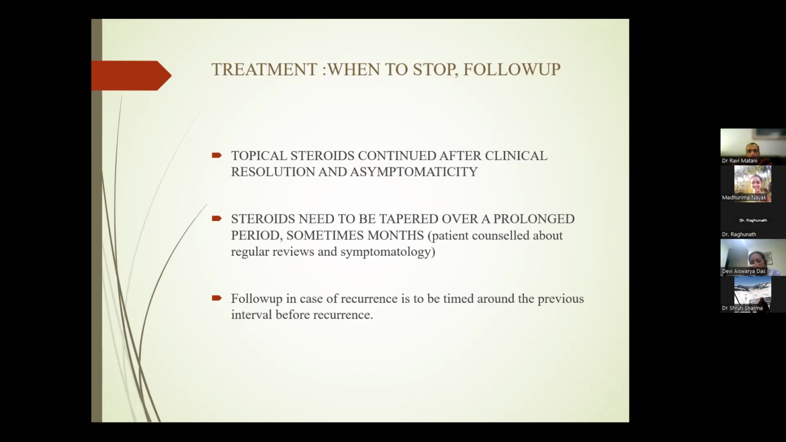Follow-up after a recurrence is to be timed around the previous interval before recurrence. Suppose the patient had a recurrence after 3 months, and you have been treating the patient, and the patient is now resolving. The next follow-up should be around 3 months, so that if there is a recurrence around that time, you will catch the patient at the time of recurrence.